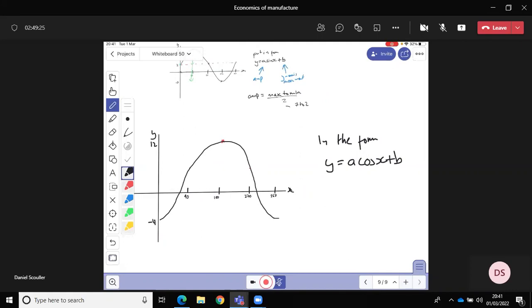So the maximum's 12, your minimum's -4. Look at your milestones and what's happening. Look at the shape of it. Have a wee think about it and see if you can pick up where the amplitude's going to be and what the b is going to be. I'll come back on at 4:45, okay?